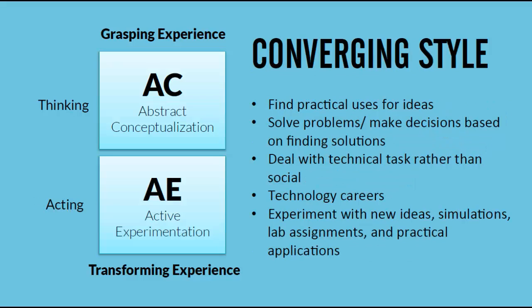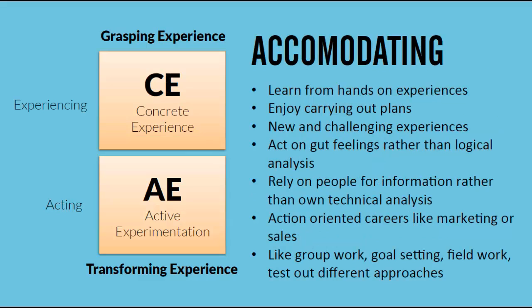Then we've got our converging style, which is often for people in technology careers. They like to do technical tasks rather than social tasks and solve problems. Their learning style is often in abstract conceptualization and the active experimentation bases. Then we've got the accommodating learning style, which is action-oriented and can be found in careers like marketing or sales. They like to rely on people for information, and they like to learn from hands-on experiences. They are centered more in the concrete experience base and active experimentation.